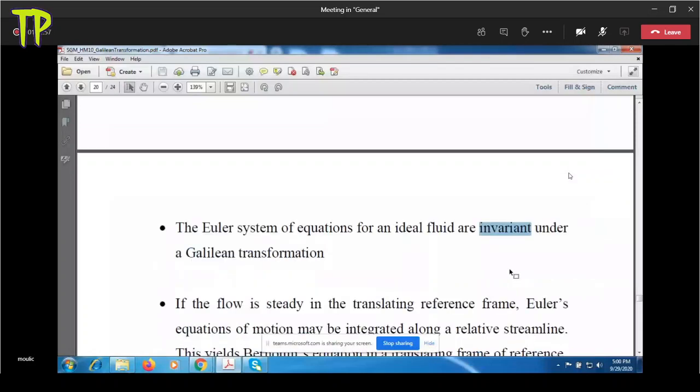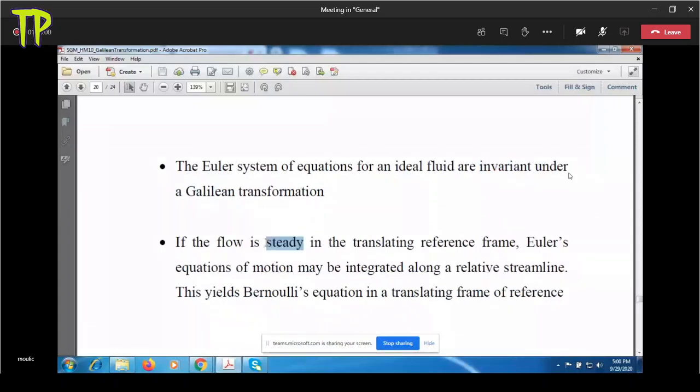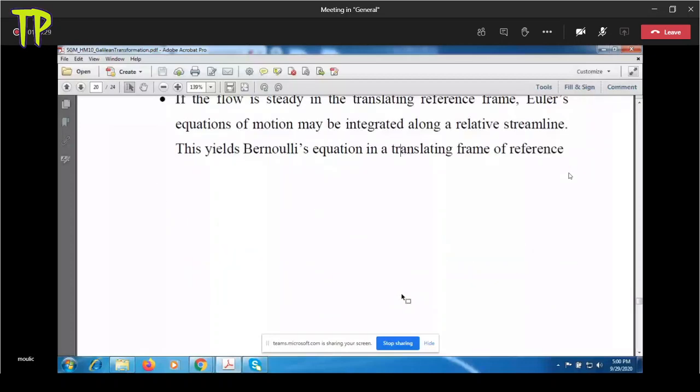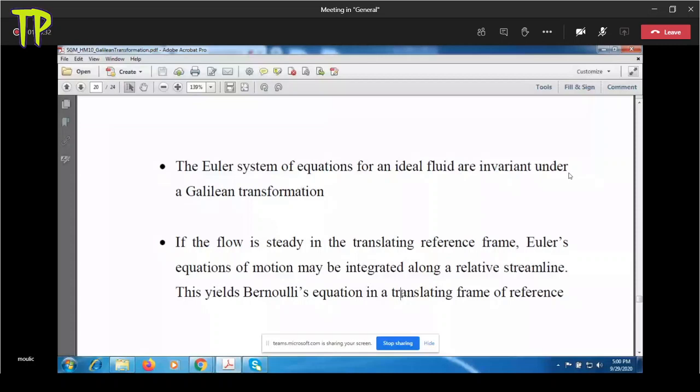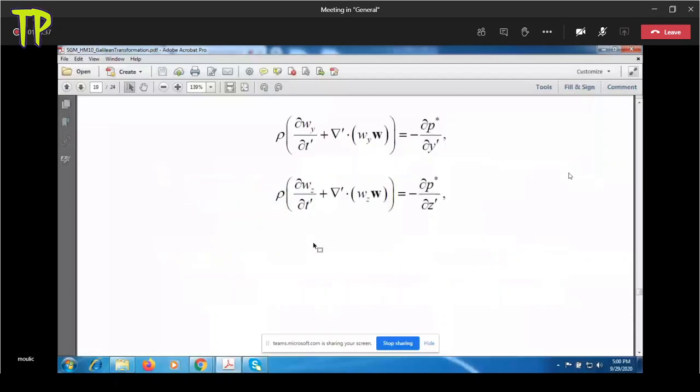And therefore, if the flow is steady in the translating reference frame, then you can integrate Euler's equation of motion along a relative streamline, just as we did for the case of Euler's equation in a stationary reference frame. And then you will get what you may call the Bernoulli equation in a translating frame of reference. Okay, now in this format, I'm just giving you the result for the time being. So we are going very fast.